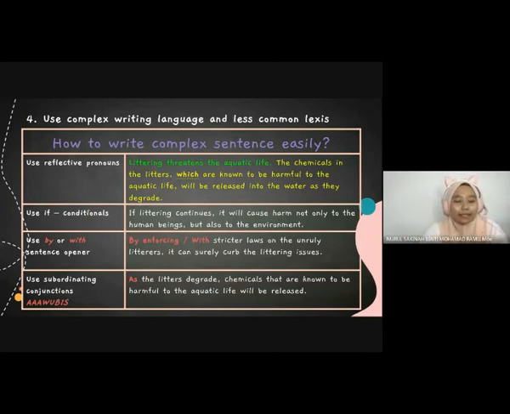Okay, next, the last one is by using subordinating conjunctions, like we did just now. Okay, so you can Google this. I have provided you with the handout telling you what the WUBIS is. So A S N, W is while, U is until, B is before. Okay.